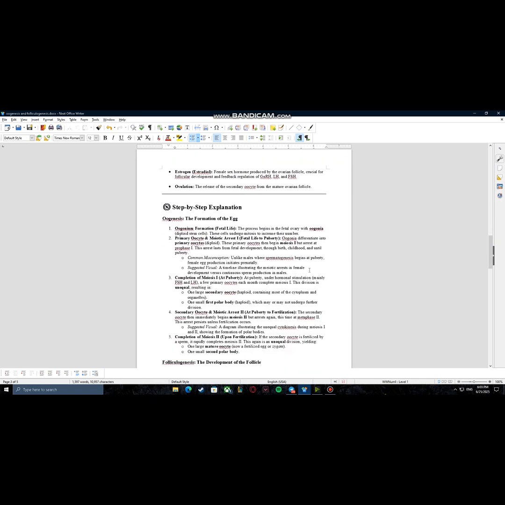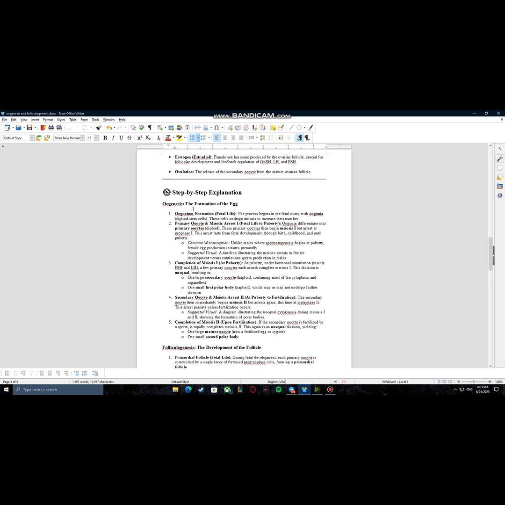A step-by-step explanation. As we said, oogenesis is the formation of the egg. Oogonium formation occurs during fetal life. It is the process that begins in the fetal ovary with oogonia, or diploid stem cells. These cells undergo mitosis to increase their number.